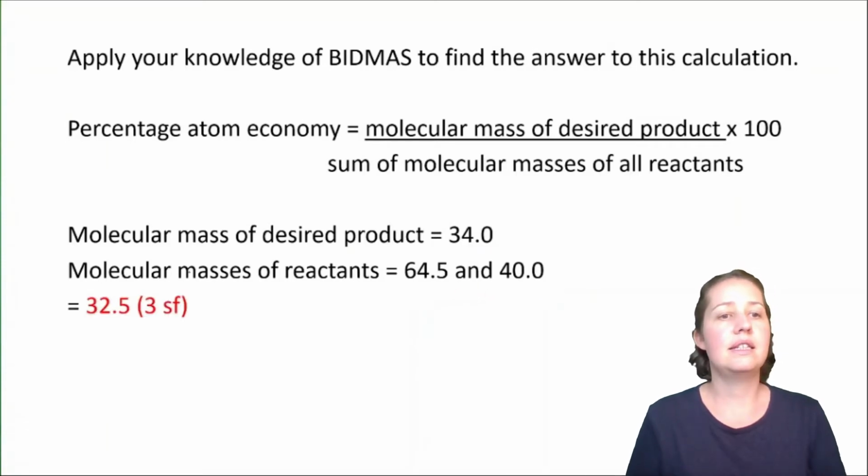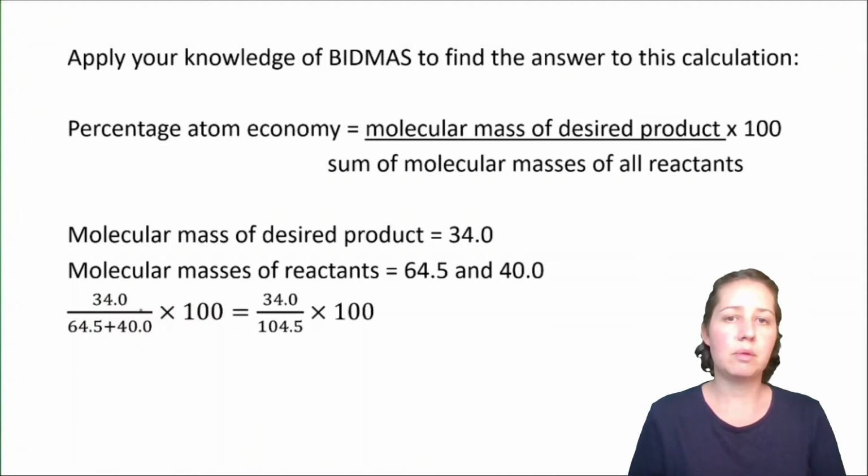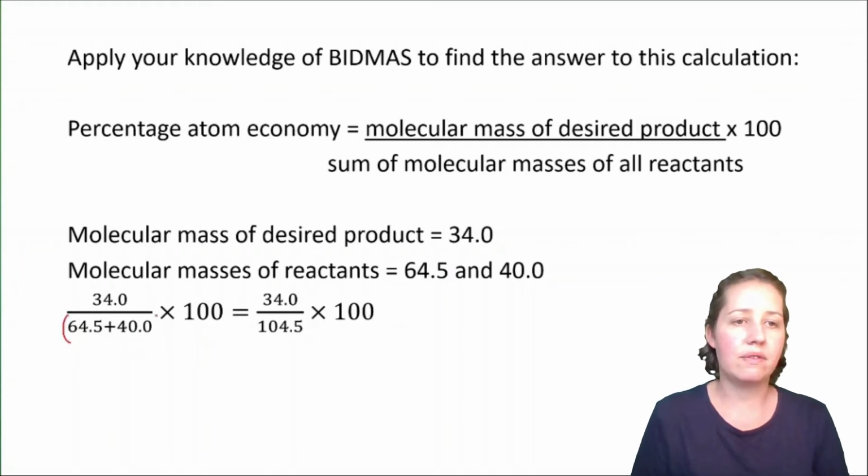Let's take a look. This is the answer that you should have got, 32.5, and that should be to 3 significant figures. Let's have a look at how you should have got that. So we're putting the data in, so 34 for the desired product divided by 64.5 plus 40 for your reactants. However, don't forget we have invisible brackets which we need to put in.